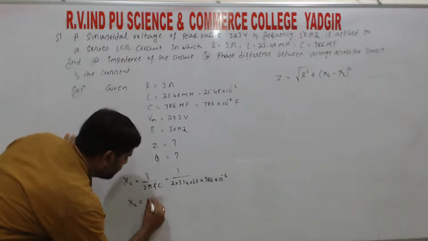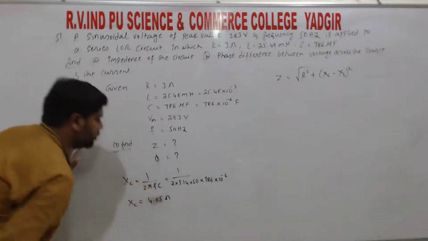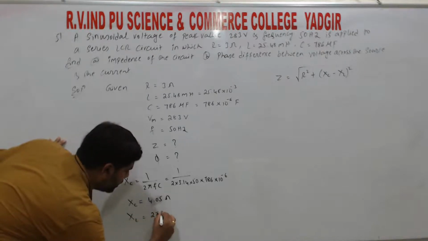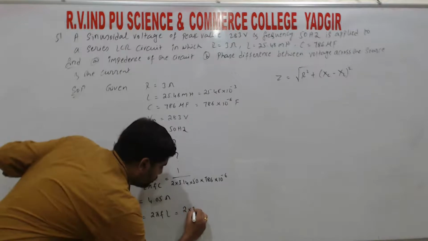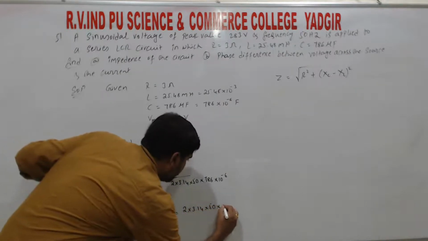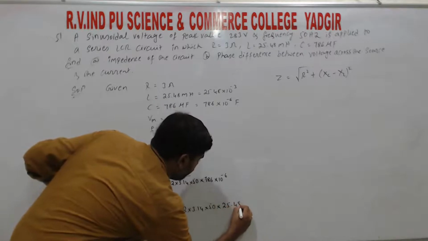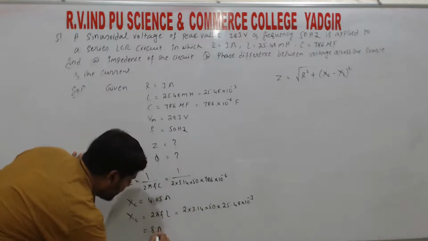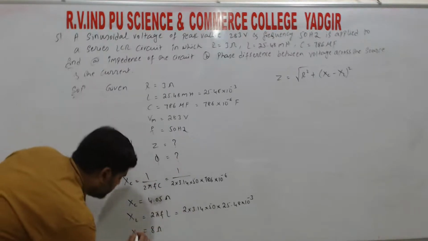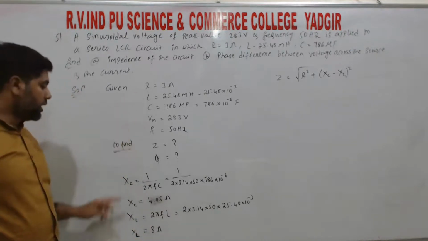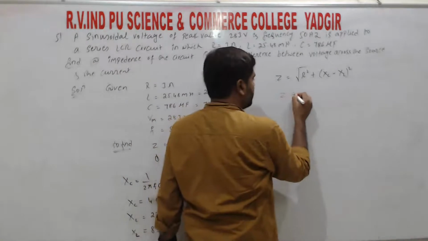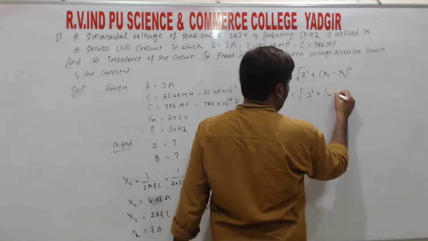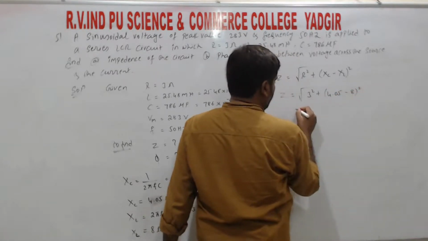So if we simplify, we get 4.05 ohm, that is XC. So similarly XL is equals to 2 pi f L, right? So 2 into 3.14 into 50 into the L value 25.48 into 10 to the power of minus 3. So if you simplify this, we get 8 ohm. That is XL here, right? So R goes there, XC, XL goes there. So substitute and simplify. Z is equals to square root of 3 square plus XC value 4.05 minus 8 whole square, right?